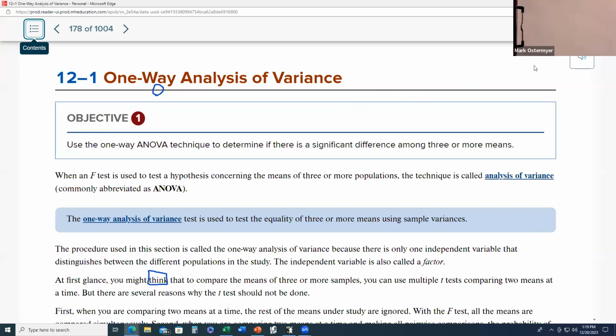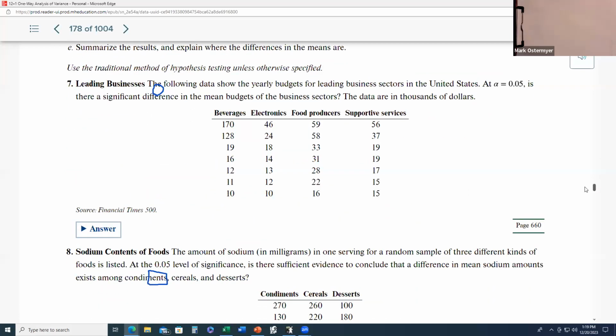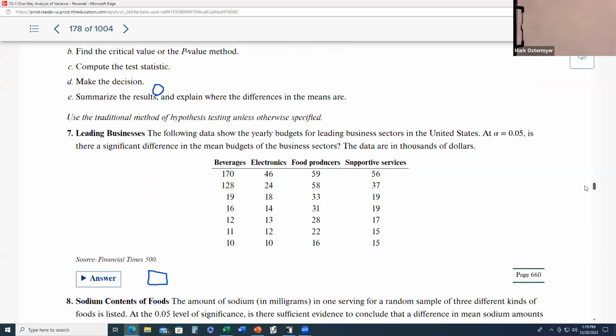Here we go, one-way analysis of variance, 12.1. All right. Number 7, we'll call this classwork number 1. You do not have to do this problem manually. You can just use your ANOVA function on your calculator. The following data shows the yearly budgets for leading business sectors in the United States. At the 5% level of significance, is there a significant difference in the mean budgets of the business sectors? The data are in thousands of dollars.